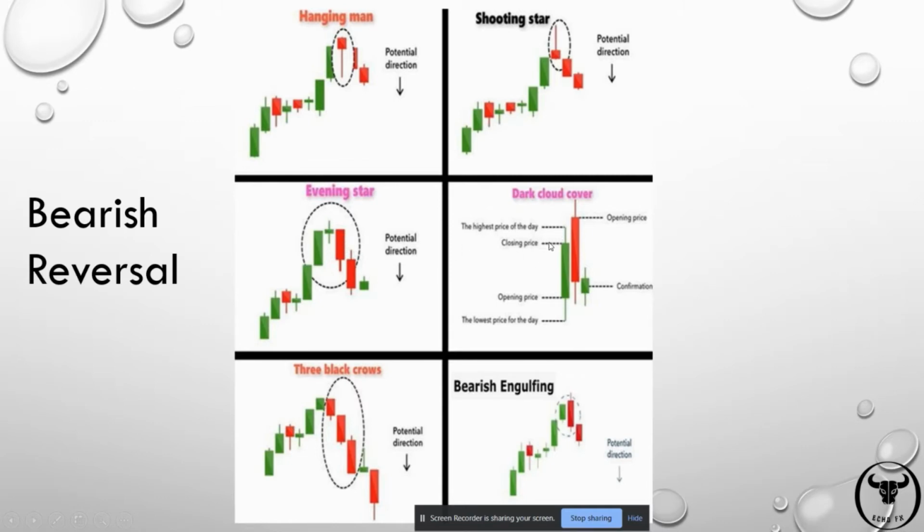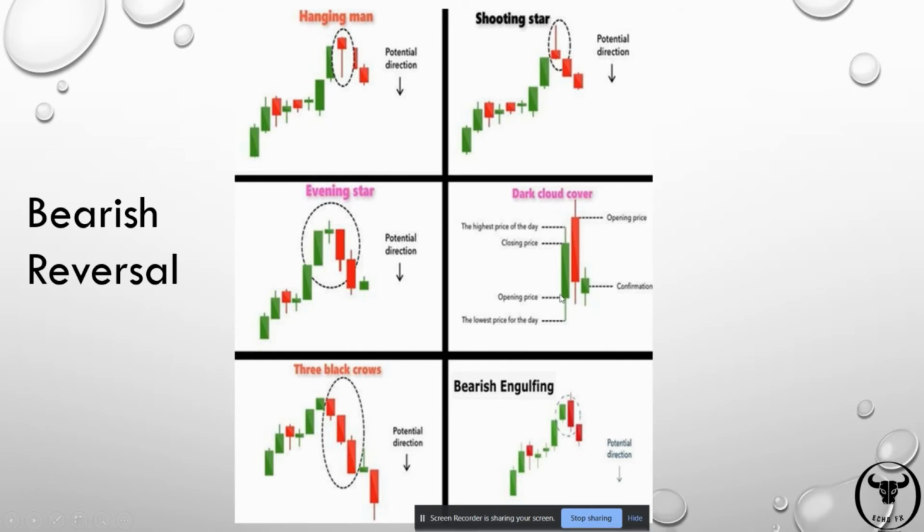Also, we have what we call the dark cloud cover. All right. So let's say you're on an uptrend, and then you see this candle. The next candle opens and then closes bearish. Remember, this is the opening price, and the closing price as well. Now, this mostly happens after a gap. All right, this mostly happens when there's a gap.